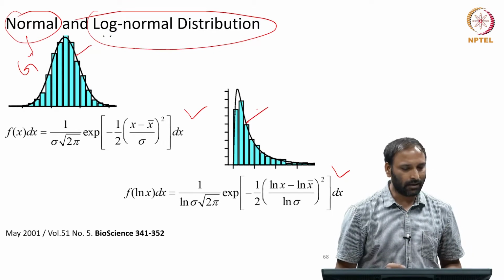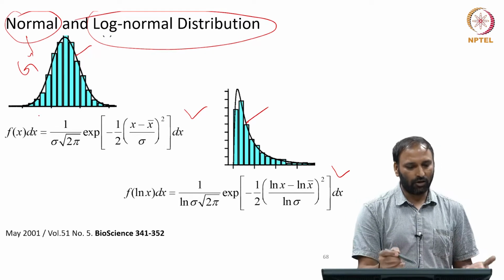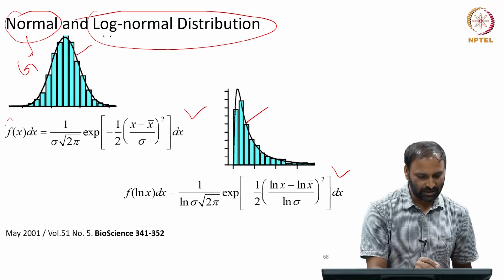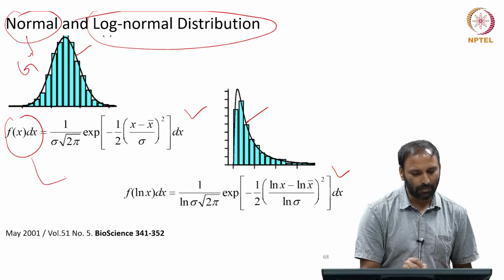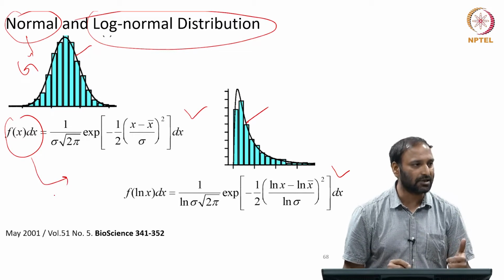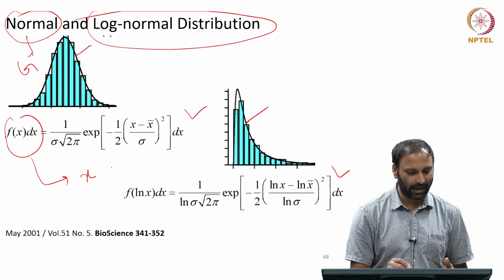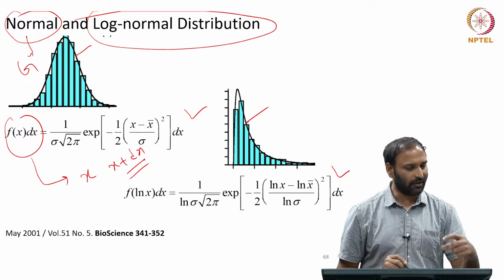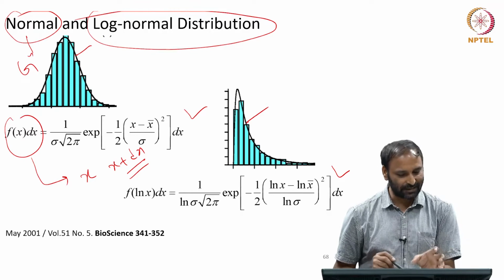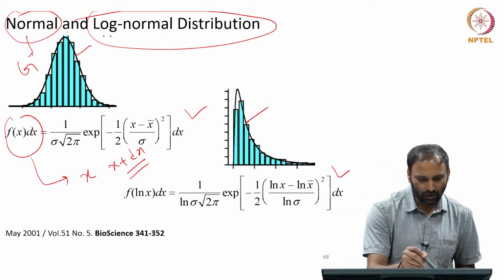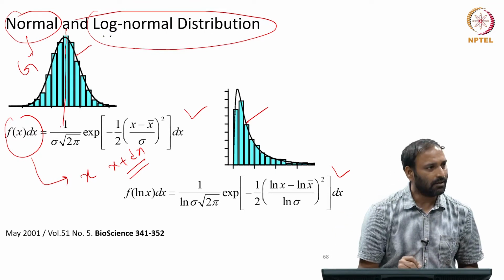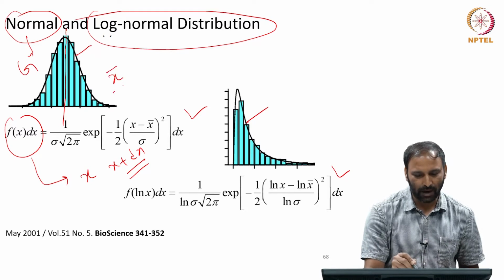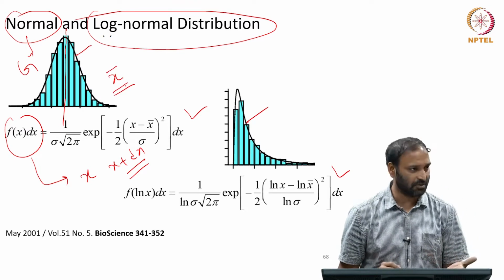Okay. And if you have a log normal distribution, this f of x into dx will tell you something about the fraction of the particles that you have in the size range from x to x plus dx, the fraction of particles in that size range. Okay. And of course, you are going to have a maxima, and that basically corresponds to x bar, which is the average size of your distribution.